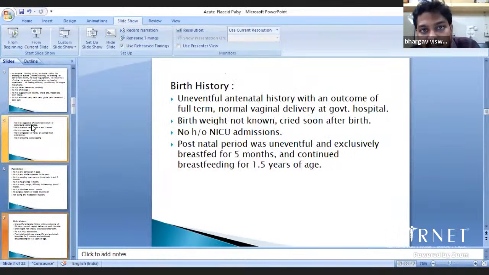Birth history is uneventful. Antenatal history is uneventful, outcome is full-term normal vaginal delivery, birth weight is not known, no NICU admission, and exclusively breastfed for 5 months and continued breastfeeding till 1.5 years. There is nothing significant related to our present illness.